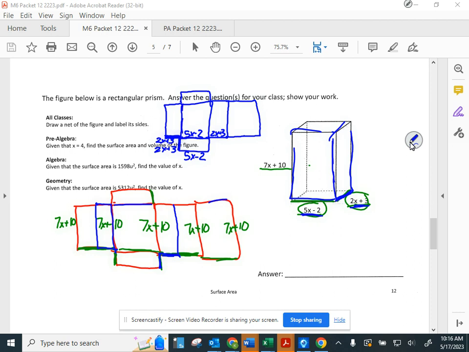My top and my bottom are going to be the same size. So I'm going to put the same measurements around those rectangles because the top and the bottom are going to be the same. My two long sides are going to be the same. My two short sides are going to be the same measurements. So when you're writing out your net, think about if it's not a cube, they should not all be the same size. So really think it through.